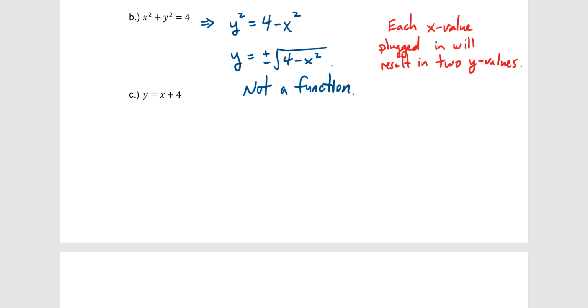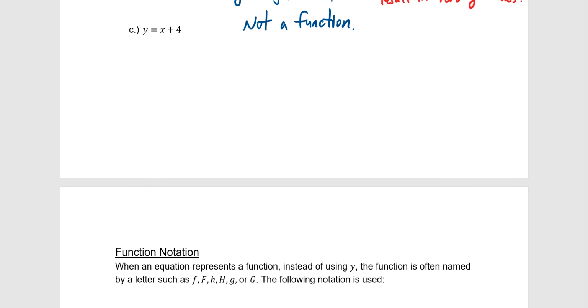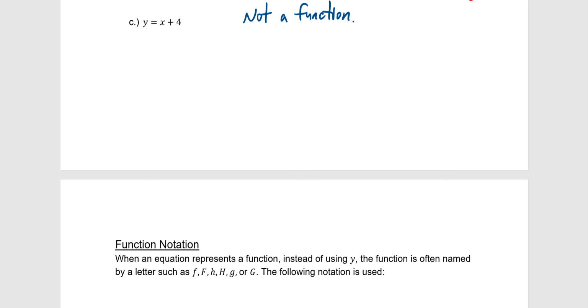Okay, and then the last one here, we have y equals x plus 4. So this one's actually already solved for y, so we don't have to solve it for y. So this one, we have to imagine plugging in values of x. Every time we plug in a value of x, all we're doing is adding 4 to it to find the corresponding y value. This will always only give out one value at a time, so that means this is a function.